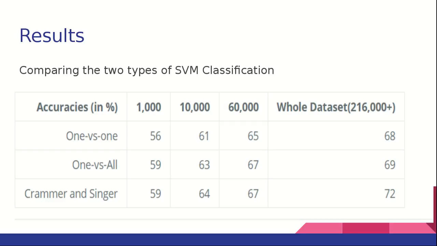There are mainly two types of SVM classifiers. One is 1 versus 1, which means for each pair it learns a classification boundary. For example, if I have 4 classes, I will have 4C2, that is 6 classifiers learned. In the case of 1 versus all, for 4 classes I will learn 4 classifiers, and each one I will compare with all of the rest. These are the accuracies, mentioned as a percentage.